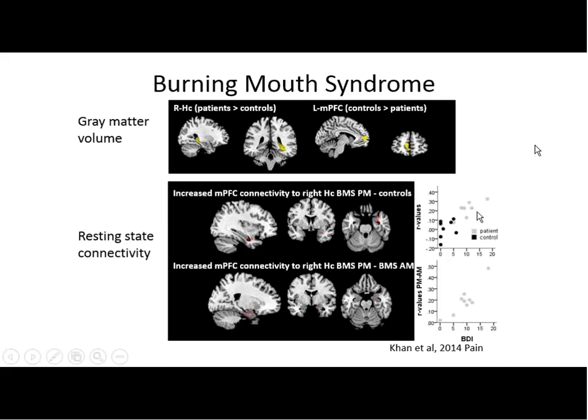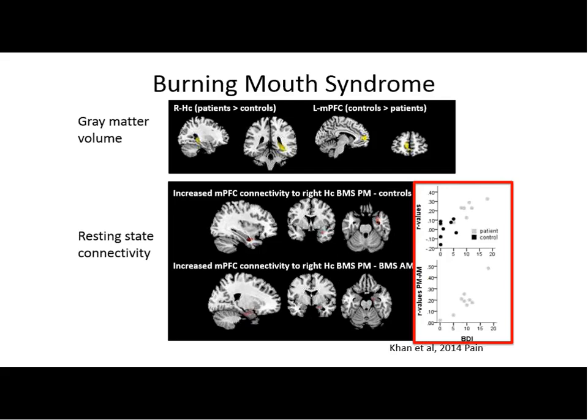When we look at functional connectivity, so this is resting state, lying in the scanner doing nothing, we see connectivity between the medial prefrontal cortex and, again, the right hippocampus. We see this difference between controls, and we see this difference within the patients, where it increased in the afternoon compared to the morning. But there was no difference between the morning and control. So when that ongoing spontaneous pain is present, there's no difference in resting state connectivity.